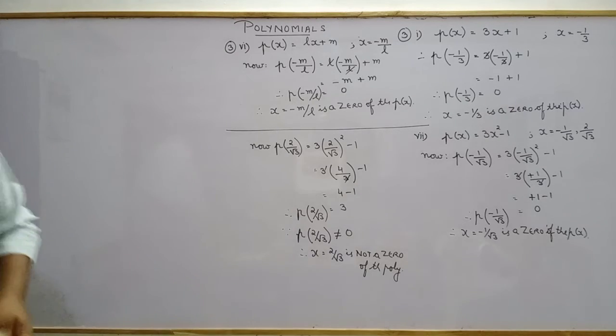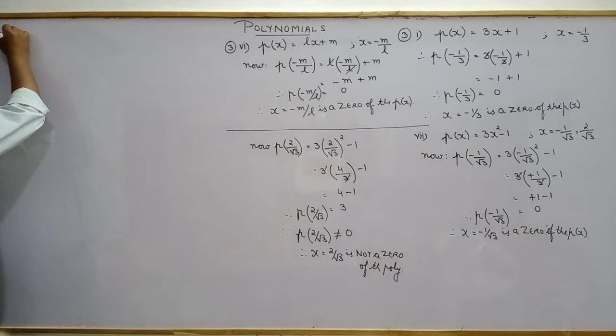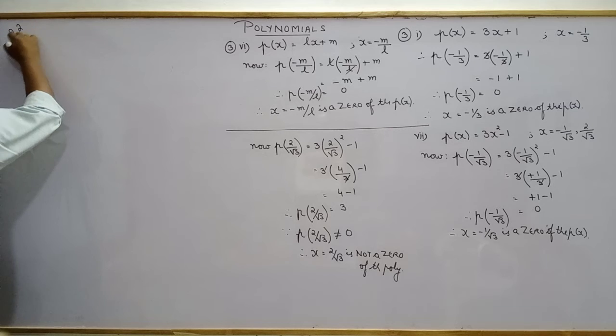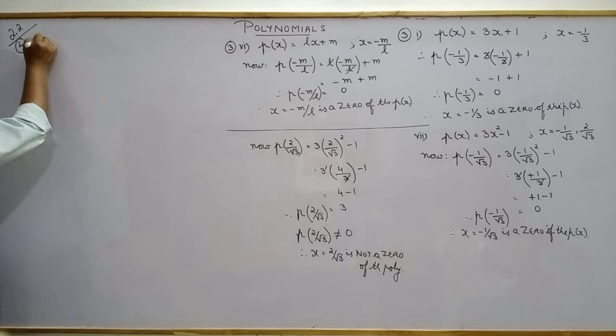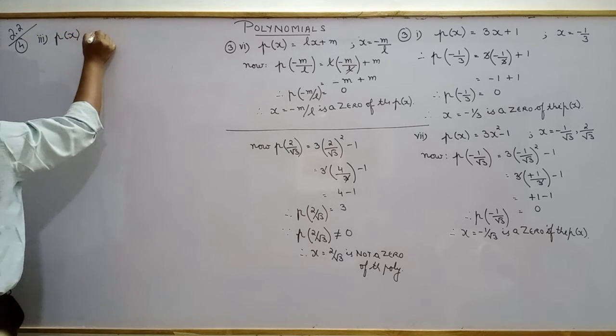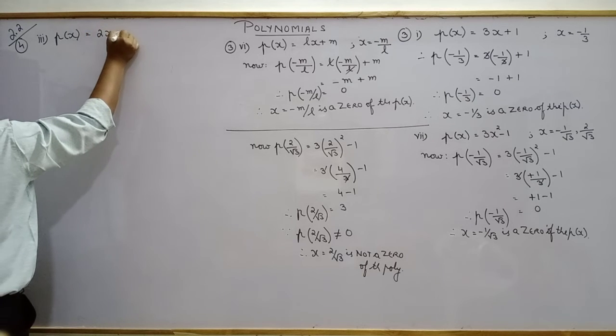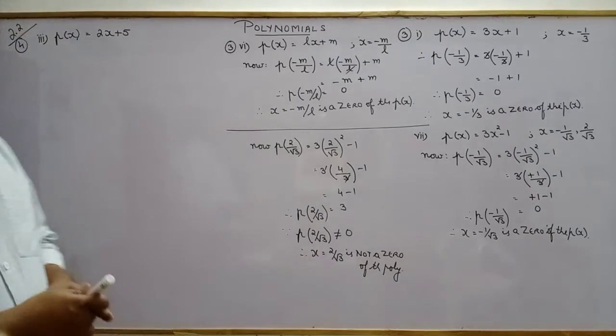That is the 4th question. I am talking about exercise 2.2, question number 4. Say if I talk about first part, second part, third, fourth, all are the same. I am taking the third part. P of x is equal to 2x plus 5. He says find the 0 of this polynomial.